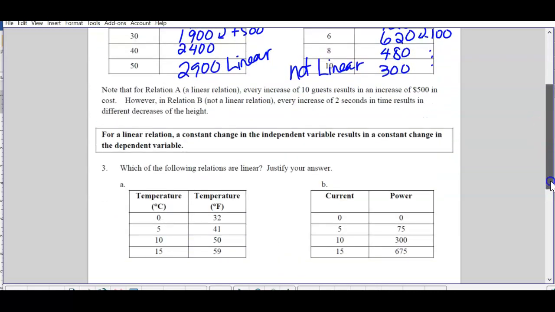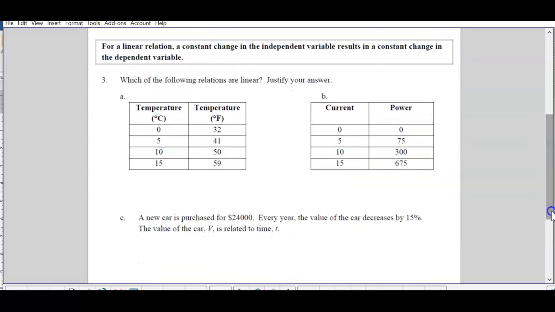Okay, and let's look at question 3. Which of the following relations are linear? Justify your answer. So this is increasing by 5, by 5, by 5. So that means these increases or decreases should all be the same. So here, this is plus 9, this is plus 9, and this is plus 9. Always check through your entire chart. So yes, that's linear.